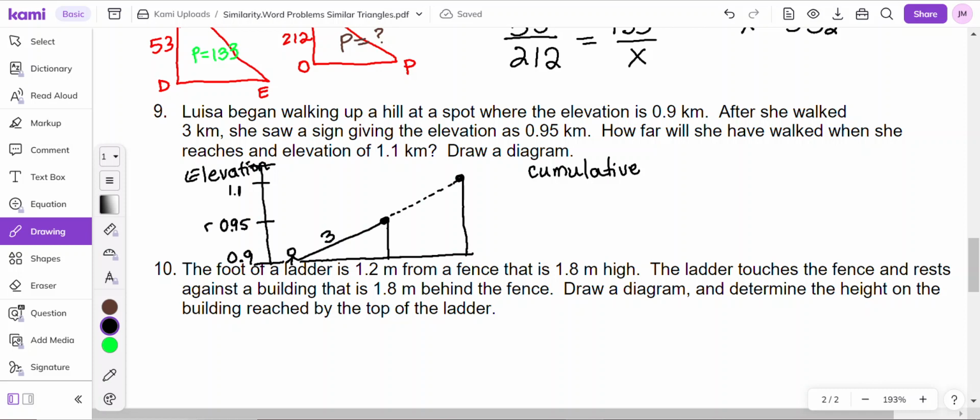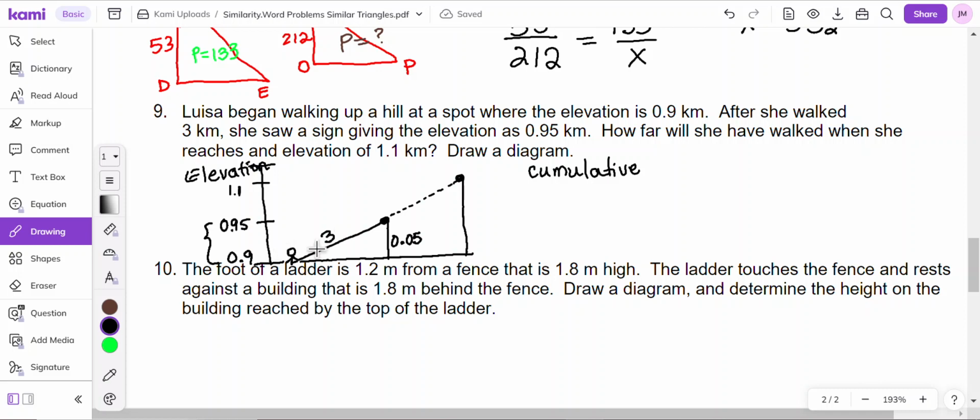But what you need to understand is she was already at 0.9 kilometers high when she walked 3 kilometers on the slope. Her new height is 0.95 kilometers. So how many kilometers did she walk? What was the elevation that she rose? Exactly 0.05. Correct? You see the level of understanding that you have to have in the situation?